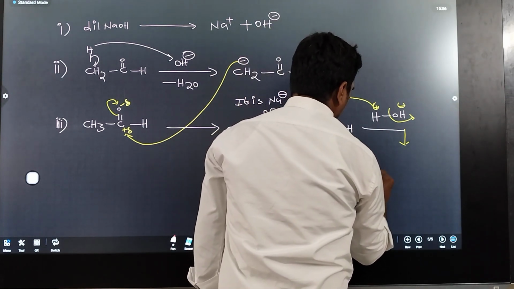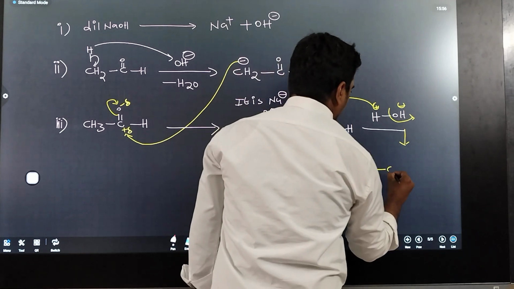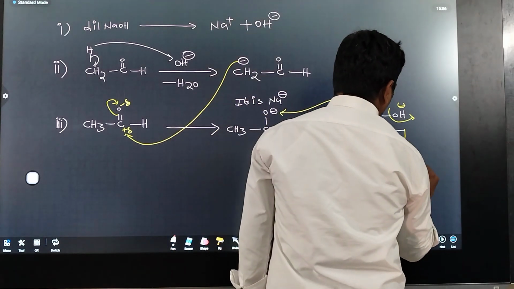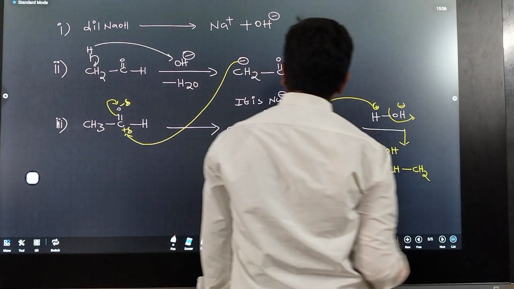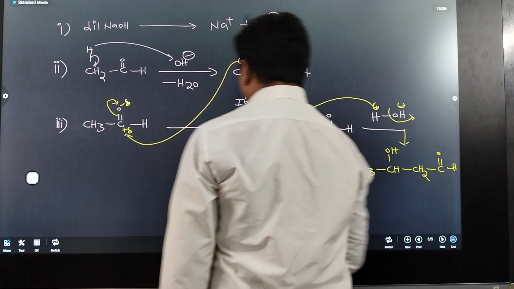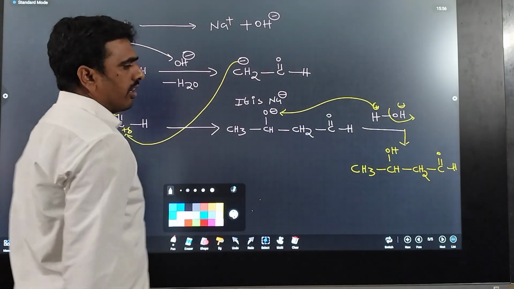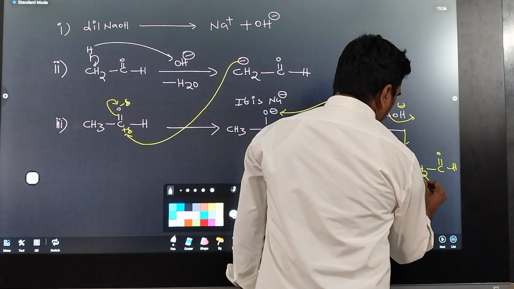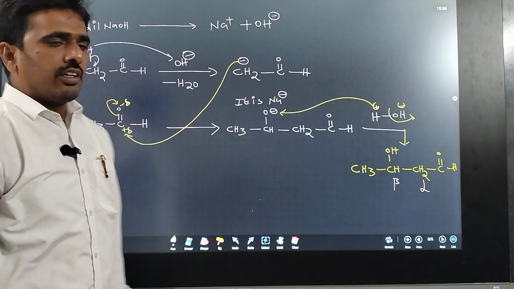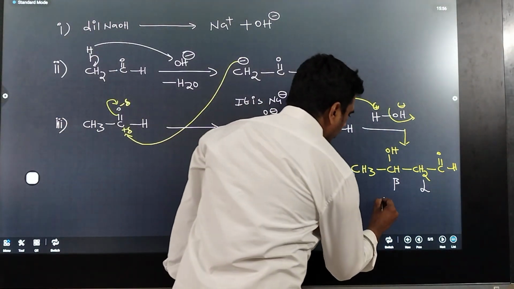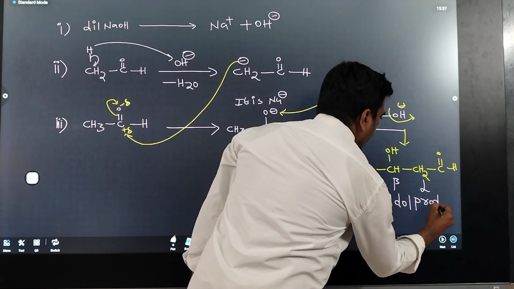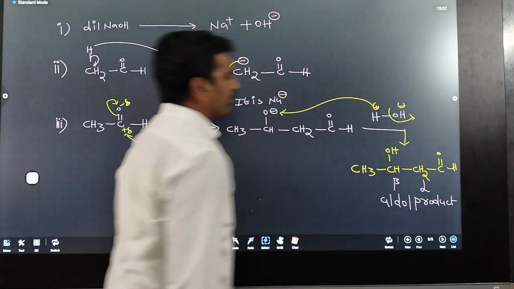So we get CH3, CHOH, then CH2, then C double bond OH. So this is the aldol product. Okay, this is the aldol product. So this is the functional group. Adjacent carbon is alpha, then beta. So beta hydroxy carbonyl compound is called aldol product.